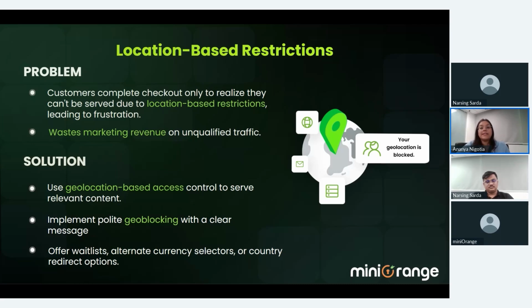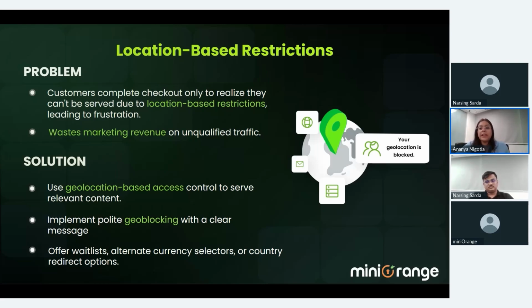What ends up happening is that somebody comes, places an order on the store from the restricted region, and the merchants, while fulfilling the order, find out that the product cannot be shipped to that particular place. They'll have to manually cancel and refund that order. That not only affects customer trust, but also wastes a lot of resources, like marketing or revenue, on unqualified traffic. So how can we fix this?